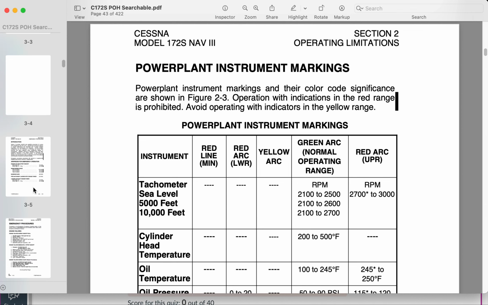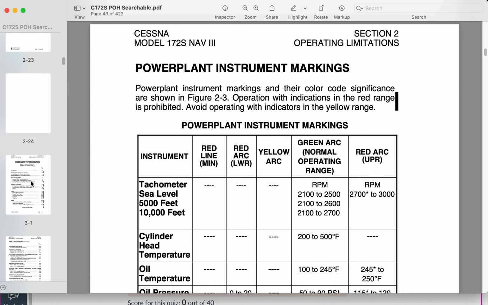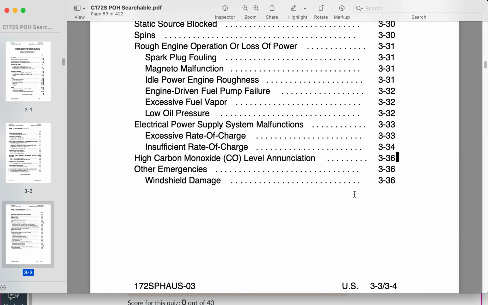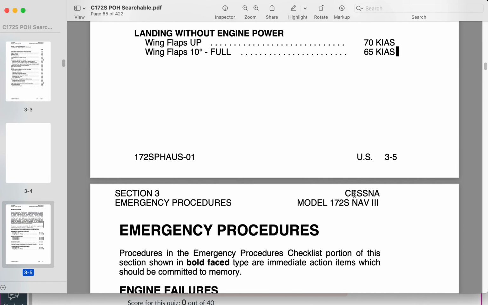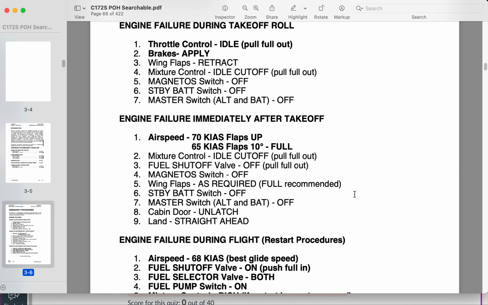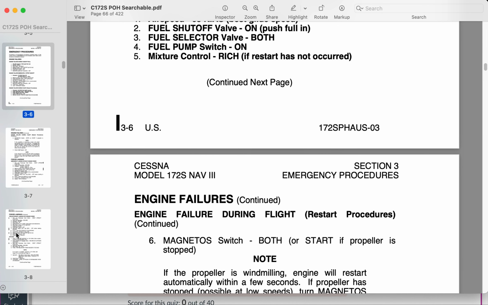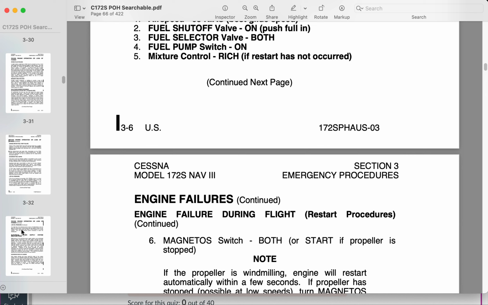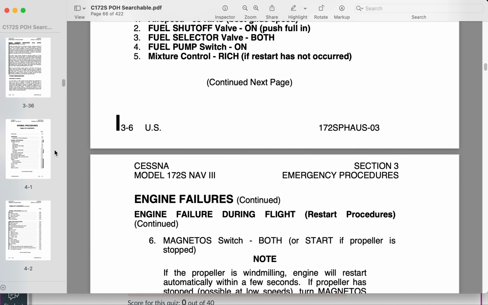Section 3 is going to be emergency checklists, emergency procedures. If you have any of those things go wrong, these are the steps you take. They tell you your glide speeds under different settings, what to do under different emergency failures, and most common emergencies are what they put in there.